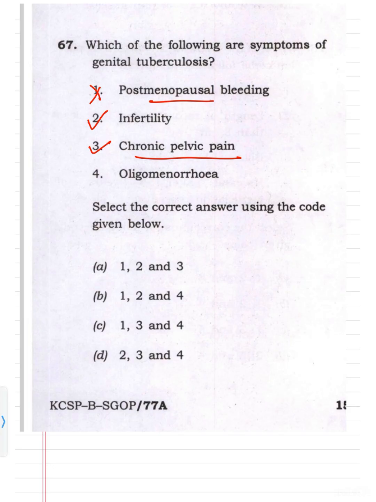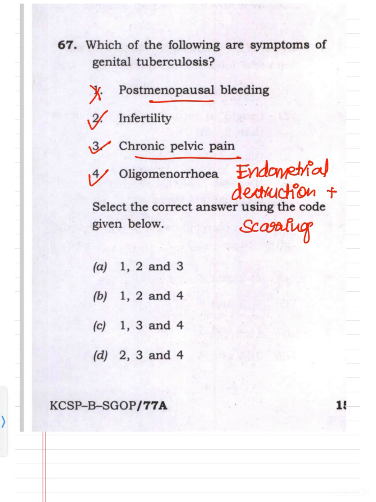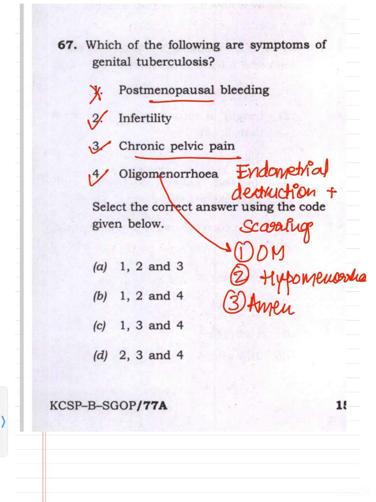The fourth is oligomenorrhea. This we have discussed, because there is endometrial destruction and scarring, which can cause oligomenorrhea, or hypomenorrhea, or amenorrhea. So the option will be 2, 3 and 4. So D will be the correct option.